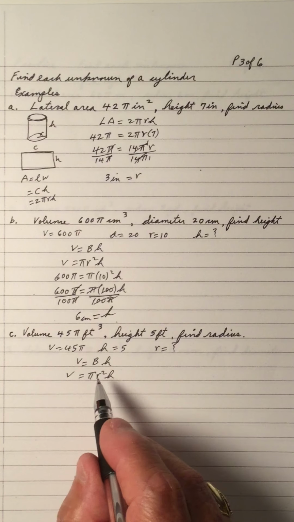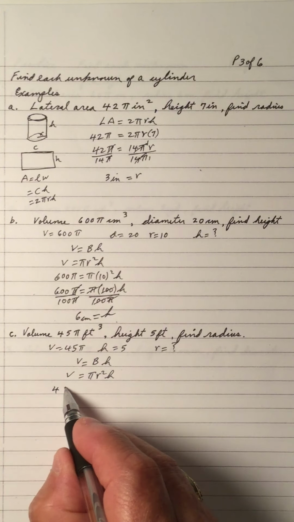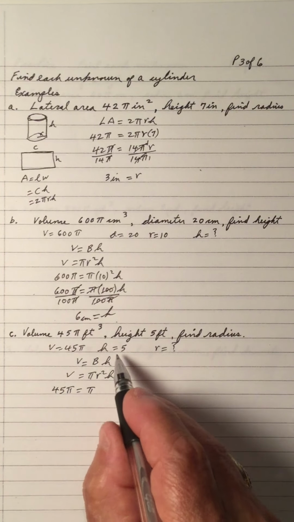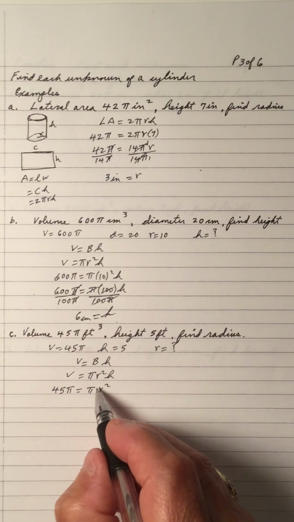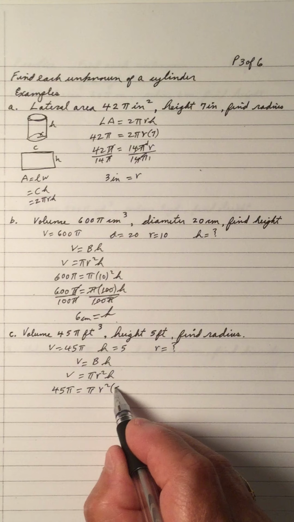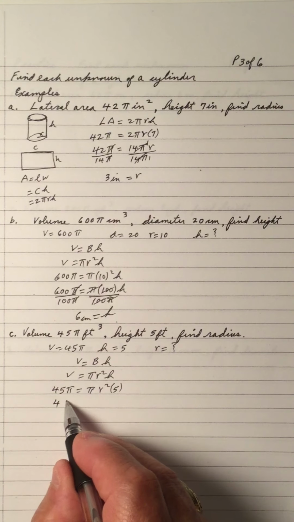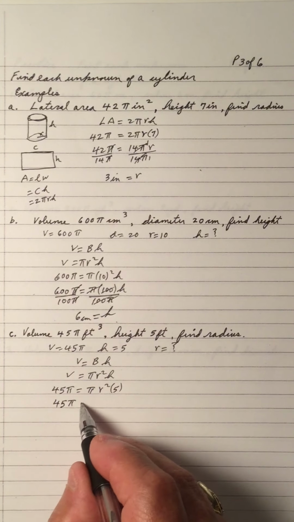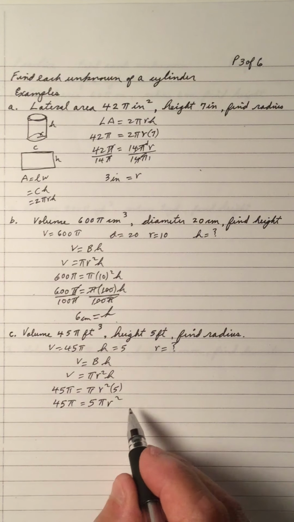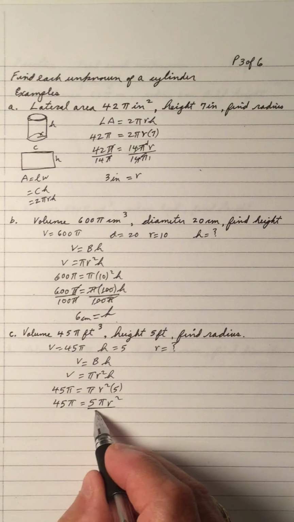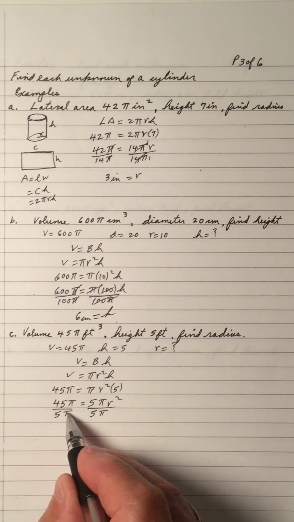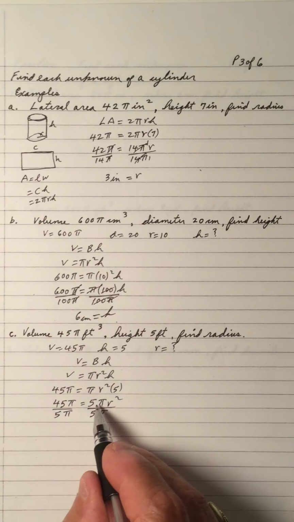And if we fill in the volume, which is 45 pi, and we're looking for the radius, so we leave it as r. The height is 5, so that becomes 45 pi equals, if we multiply that, 5 pi r squared. And then we divide both sides by 5 pi, because the opposite of multiplication is division.